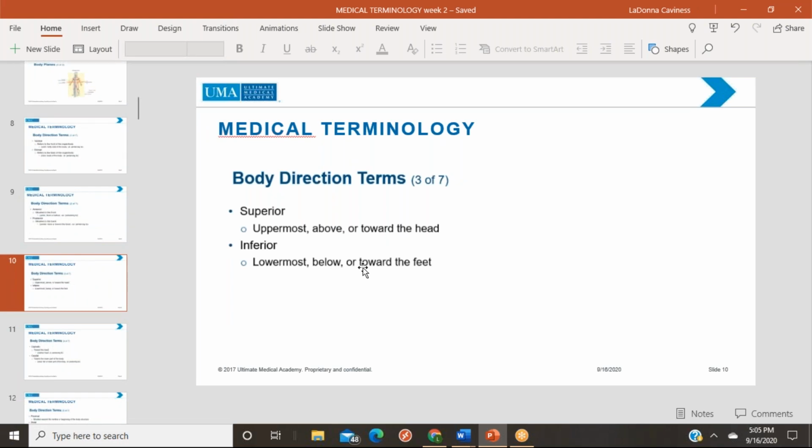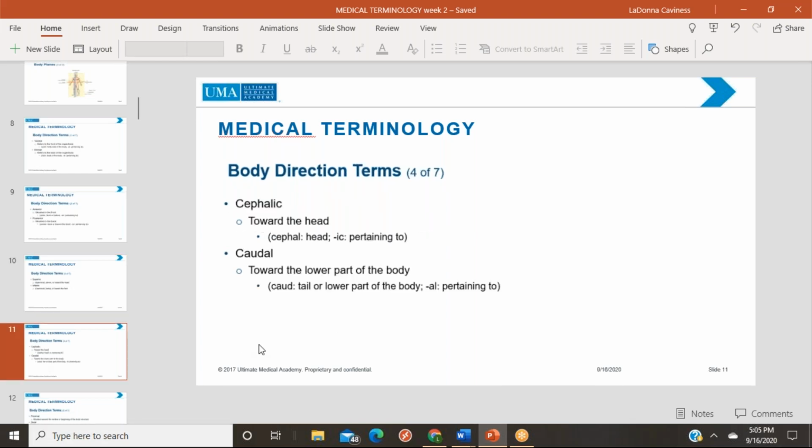Superior is the uppermost, or above, or toward the head. That's what we're talking about when we talk about superior, toward the top. Inferior is lowermost, below, or toward the foot, so closer to the lower part of the body. Cephalic, toward the head, and caudal, toward the lower part of the body. When you break cephalic down, CEPHAL means head, and IC means pertaining to. When you break caudal down, CAUD refers to the tail or lower part of the body, and AL means pertaining to.